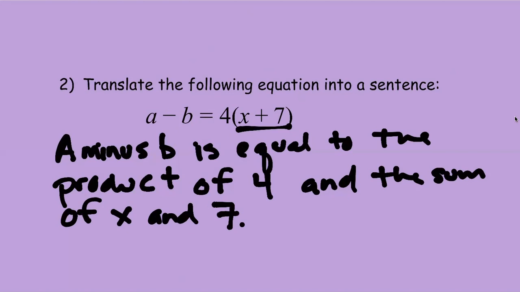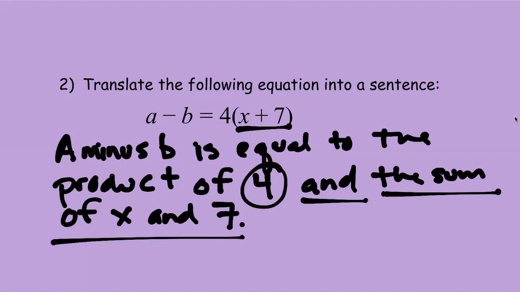When you say the product of something, you have this and that, and the word 'and' separates it. So this is one part of the product, and this is the other part of the product. That's the way you would think about that.